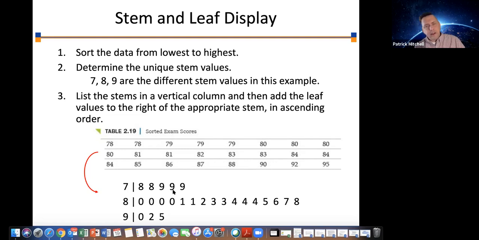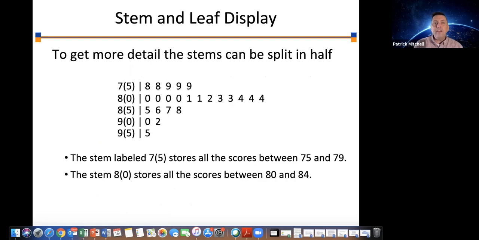Now, one thing I notice about this stem and leaf display, if you turn your head sideways, it does have the shape of a histogram. However, remember that we said it wasn't a good idea to have too few classes in a histogram, and 3 classes would definitely be too few. So what you can do is split the stems in half. This stem here represents 75 to 79. This one here is 80 to 84. This one here is 85 to 89, 90 to 94, 95 to 99. And that gives you a little bit more detail.